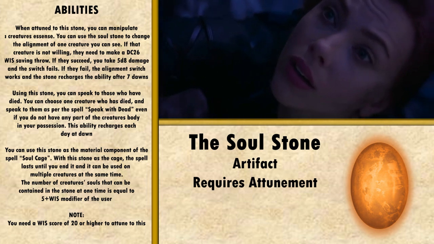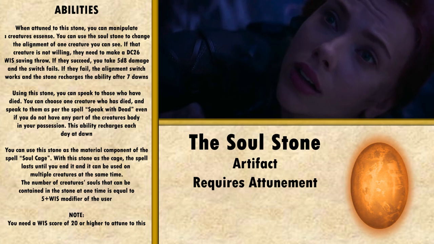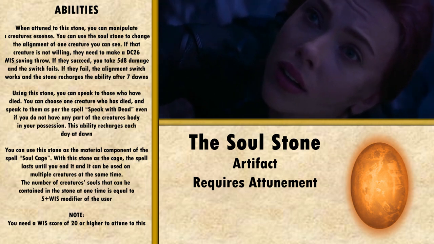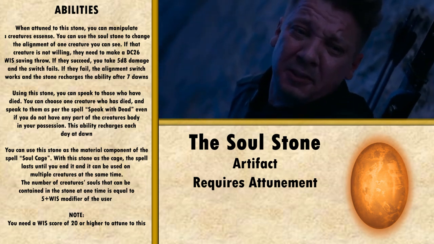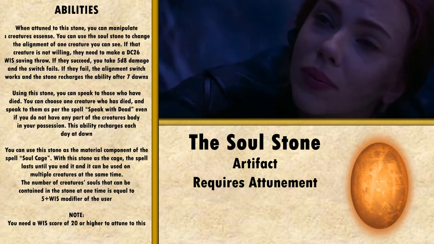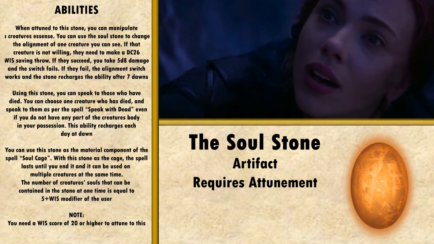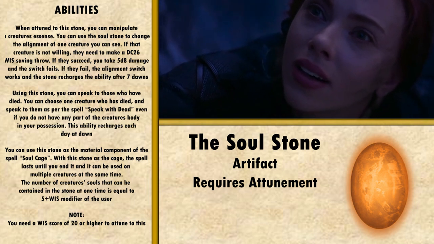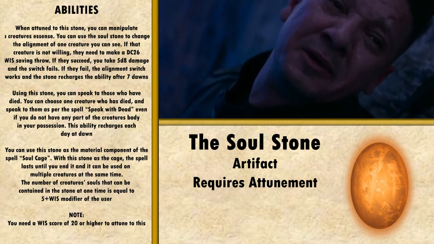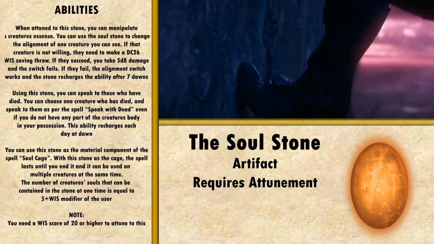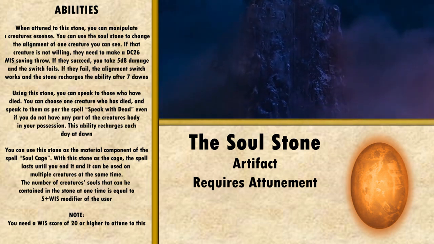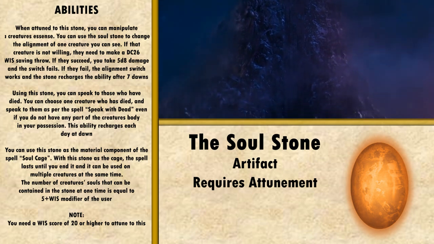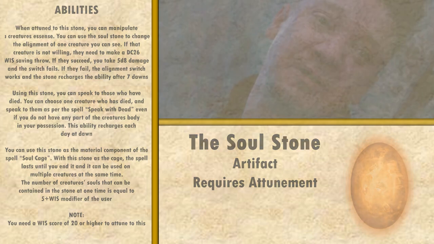Finally, you can use the Soul Stone as the material component for the spell Soul Cage. With this stone as the cage, the spell lasts until you end it, and it can be used on multiple creatures at the same time. The number of creatures able to be contained in the gem is equal to 5 plus the wisdom modifier of the creature attuned to the stone. Finally, the attunement requirement for this stone is you must have a wisdom score of 20 or higher.